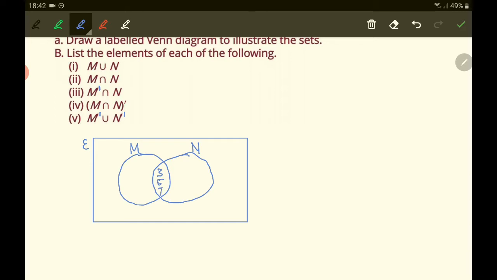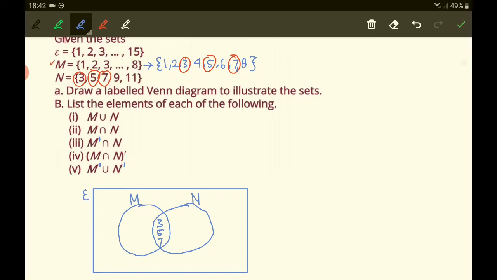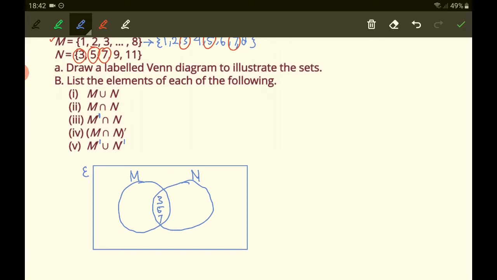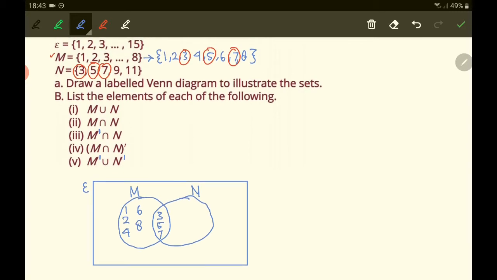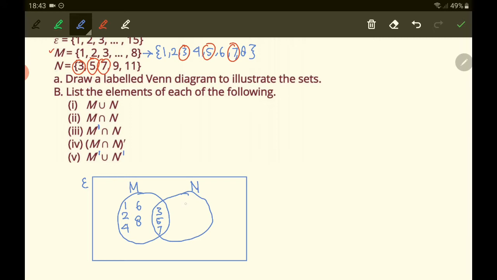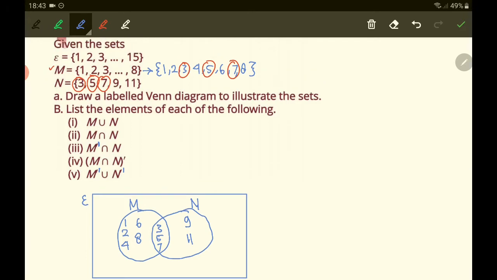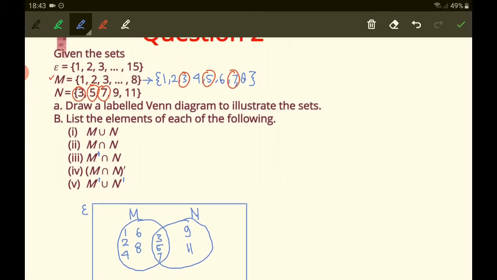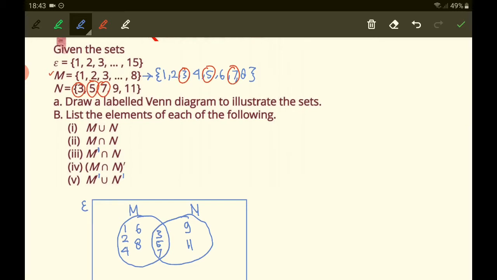Okay, and then we can list down the elements of M which are not the common elements. So the remaining elements of M. So this is 1, 2, 3 already there, and then 4. Okay, 5 already there, and then 6, 7 already there, and then 8. That's the elements of M. And now the elements of N. So the elements of N are only 9 and 11. Okay, so done.